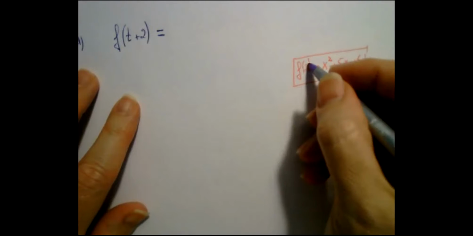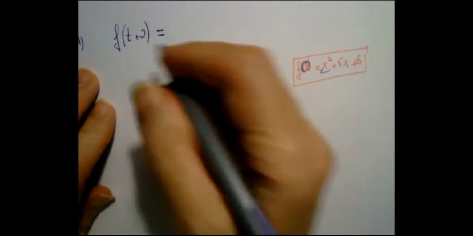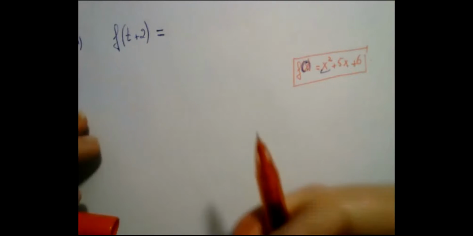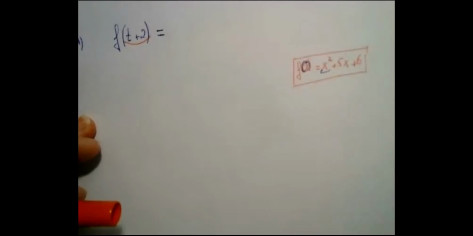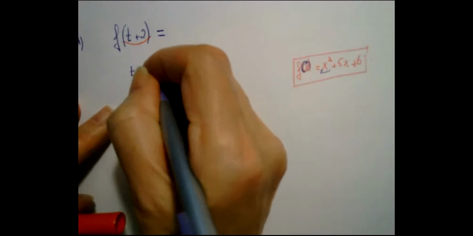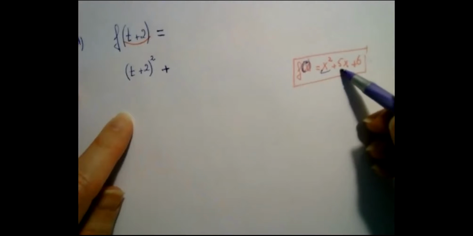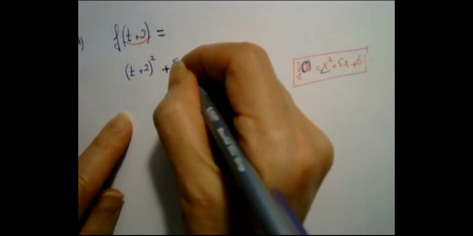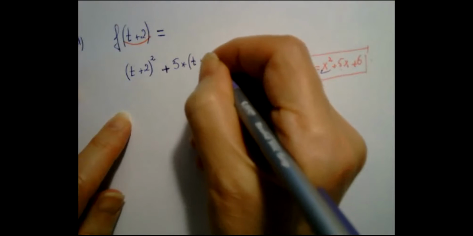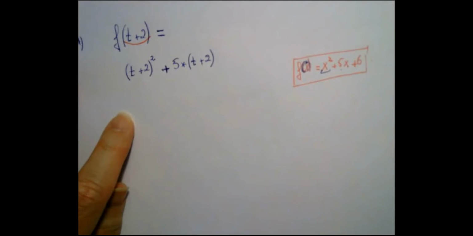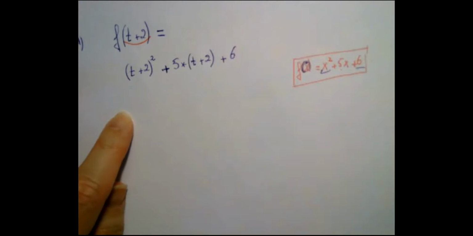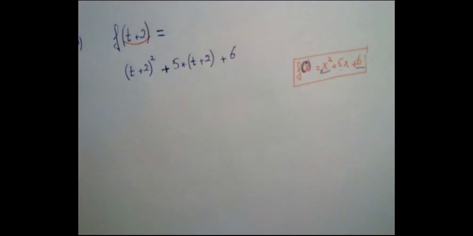So what does f do? Whatever you give it, it's squared. So if you give it the t plus 2, that's your input here. So this is going to give me whatever I give it, but it's going to square it. Plus, then what it does, it takes 5 times whatever you give it, whatever it is, t plus 2. And finally, it adds 6 to that. Okay, so that's the setup.